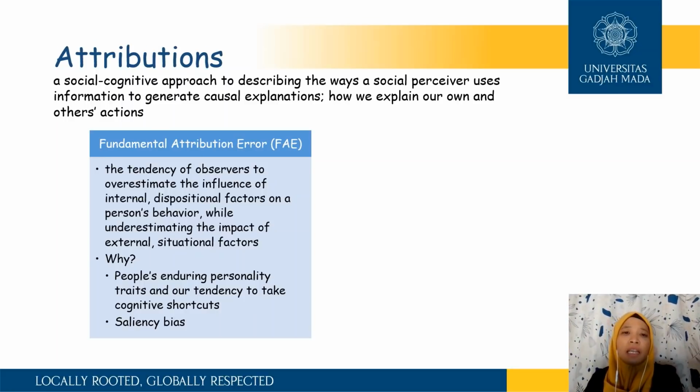And another thing is saliency bias. What is the most salient? What is the clearest thing, the clearest factor? Okay, someone comes late, might be lazy. That's all. Because again, we do not have sufficient information about the other situational factors that this person might actually experience.